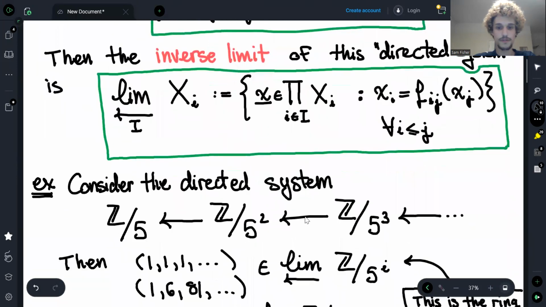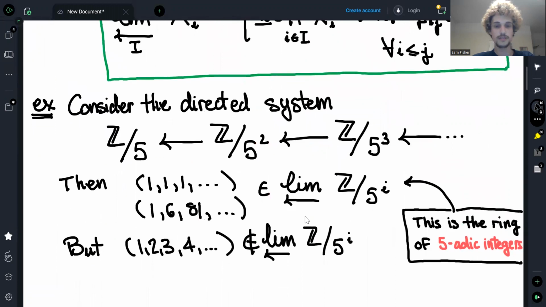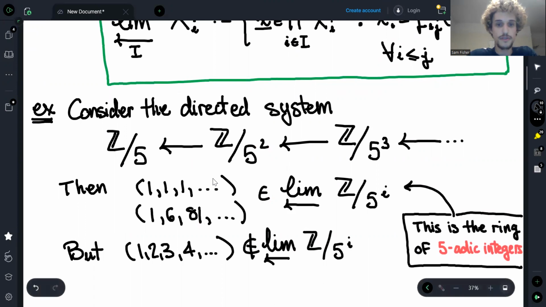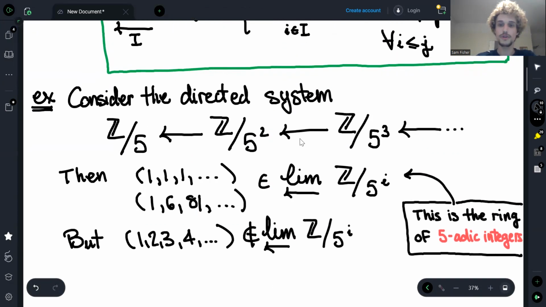Okay. So here's an example to maybe make this a bit clearer. We have a simple directed system here, where each of the maps is just the mod 5 to the i reduction. So here you're going from Z mod 25 to Z mod 5 just by reduction mod 5. Here from Z mod 125 to Z mod 25, again reduction mod 25.